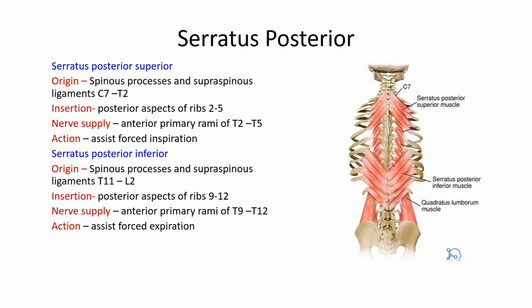Coming to the serratus posterior inferior, it also originates from the spinous processes and supraspinous ligaments of T11 to L2 vertebral spines. Their insertion is onto the posterior aspects of ribs 9, 10, 11, 12. 9 to 12 ribs on their posterior aspect. The nerve supply is the anterior primary rami of T9 to T12. And its action is they assist in forced expiration.